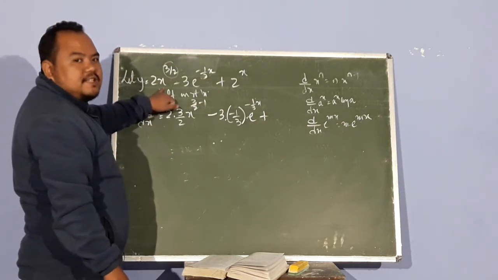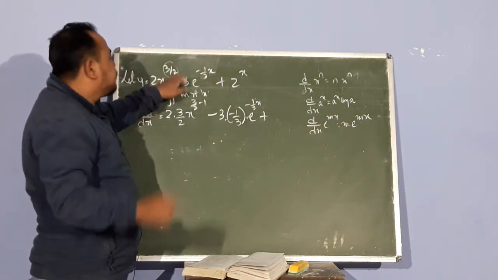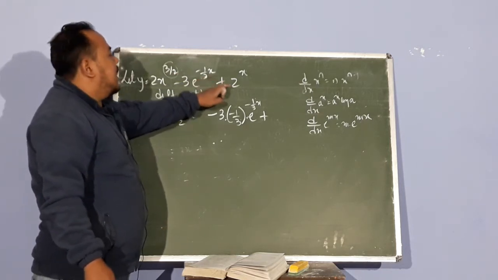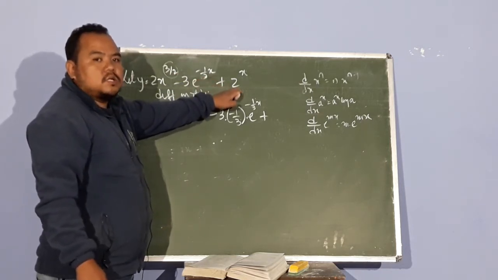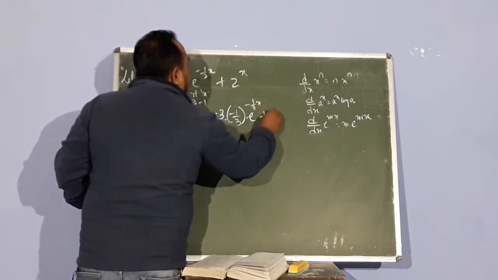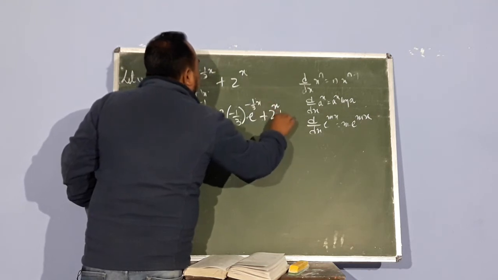See the difference between these three formulas. Out here, base is x, power is constant. Formula number 1. Out here, base is e, power is x. Formula number 2. And out here, base is a constant, power is x. Formula number 3. That means a to the power x. So what is the formula? It's a to the power x log a.